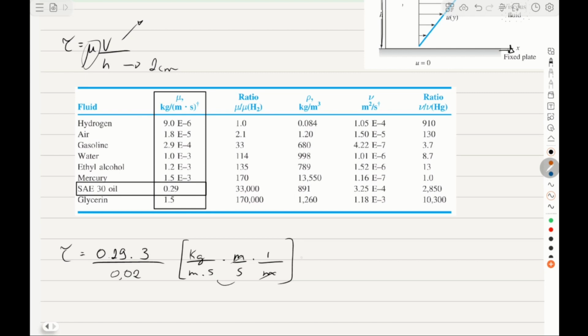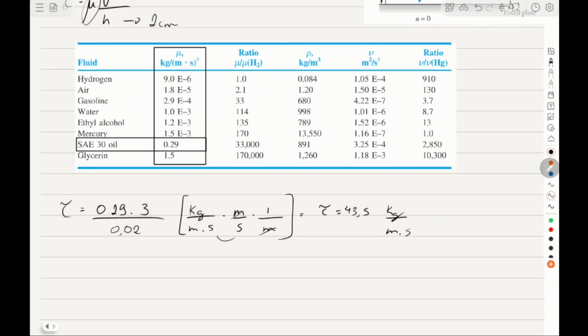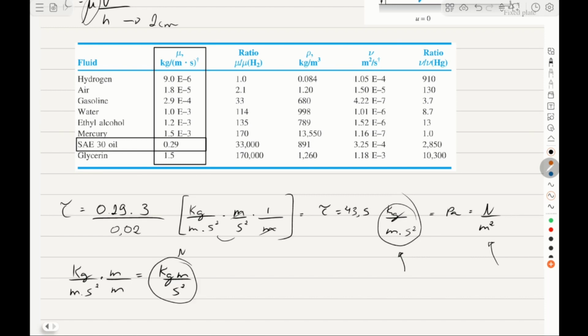We join this one. So the result of this equation is that the shear stress is equal to 43.5 kilograms per meter second. You guys probably know that the unit for shear stress most commonly used is Pascal, so we have to change it. We know that Pascal is equal to newtons per meter squared. So how are we going to make this look like this? Simple, just multiply. Here we know that kilograms meters per second squared, I forgot the square here, sorry, is equal to newtons, and we keep the meter squared.